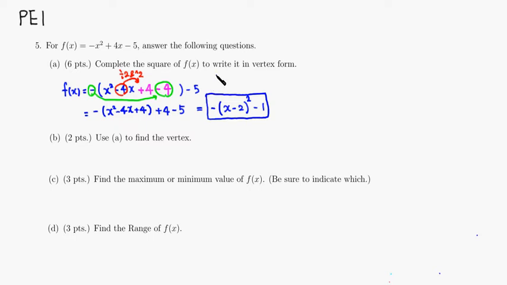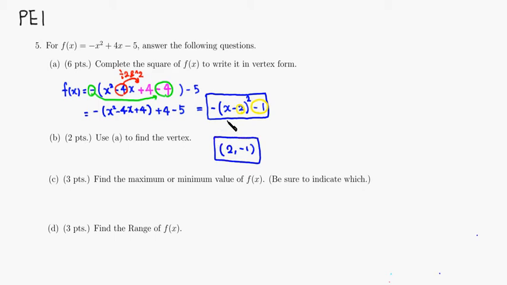Alright, so let's do part B, and we want to find the vertex. The vertex shows up right here. It's x equals negative 2 inside, so it's going to be positive 2. And for the y coordinate, negative 1 is still negative 1. So the vertex is positive 2, comma, negative 1. Alright, so this is the vertex.